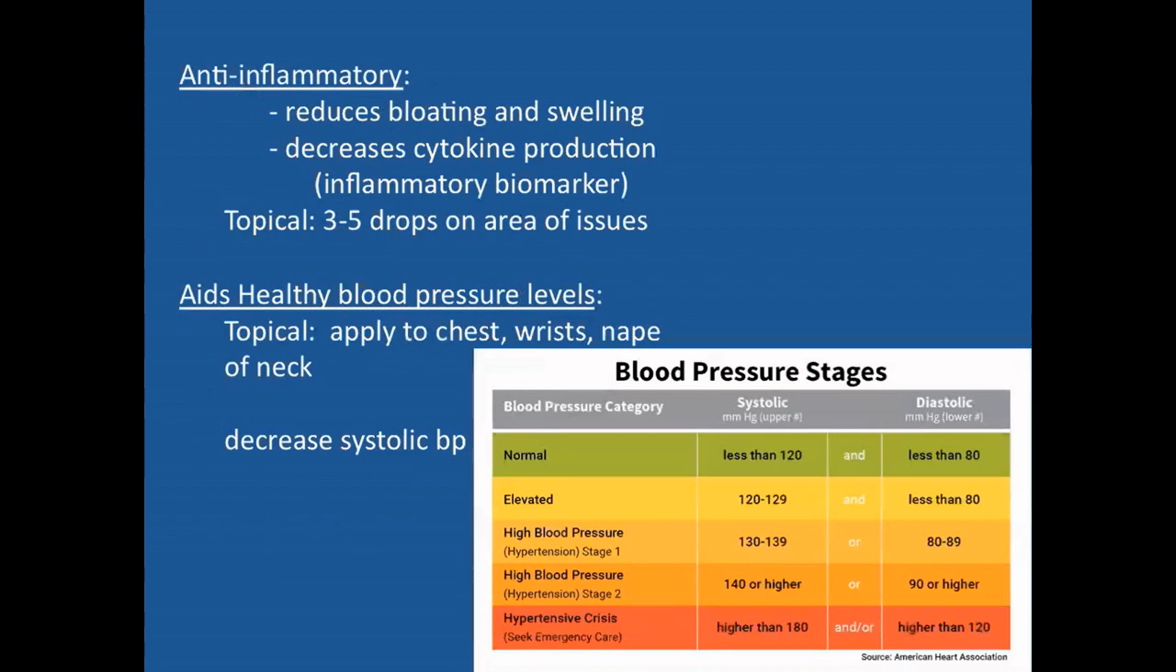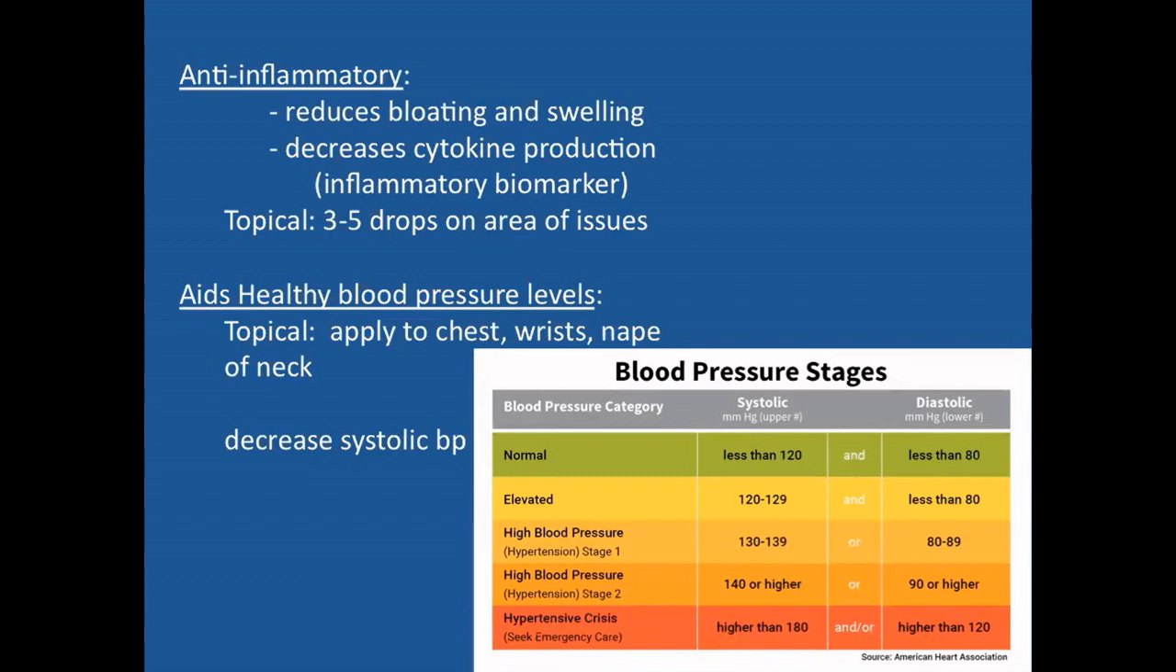It's anti-inflammatory, so it reduces bloating and swelling and can help decrease cytokine production. Cytokines are a class of chemicals that are particularly elevated and are a biomarker for inflammation. So you may not even know that you have inflammation, but if there is a test for the biomarkers and they're elevated, you are certain to have inflammation that is somewhere hiding out in your body. The underlying basis of cardiovascular disease is inflammation, and actually they've been pinning most all disease processes to an inflammatory basis. So topically, you can apply 3 to 5 drops on the area of whatever issue you're having with inflammation.